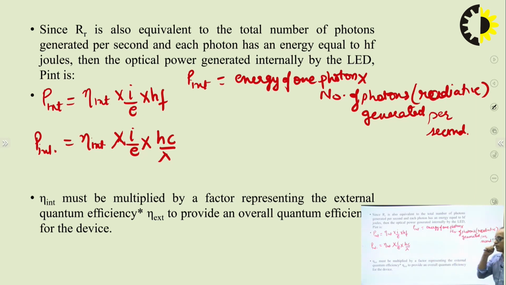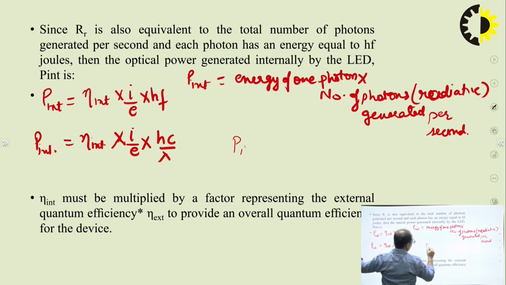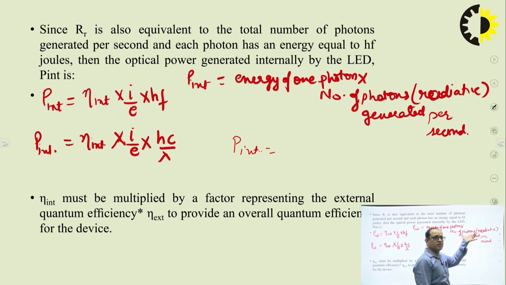So now, as I already told you, the number of recombinations per second means the number of photons generated. So the total power generated by the LED, that is represented by P internal, will be equal to what? Energy of the number of photons generated per second. Clear? This is the number of photons generated per second, or you can say radiative recombinations per second. Then this is equal to RT multiplied by the energy of one photon.